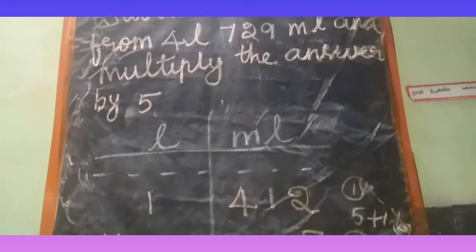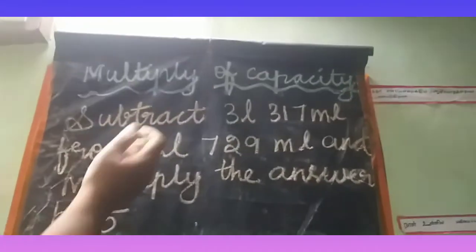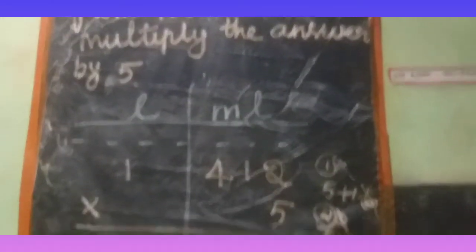And as usual, multiply and subtract. First of all, you have to do the subtraction. From that answer, you should multiply by 5. Okay, students?